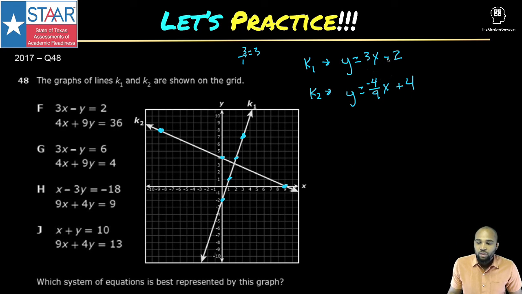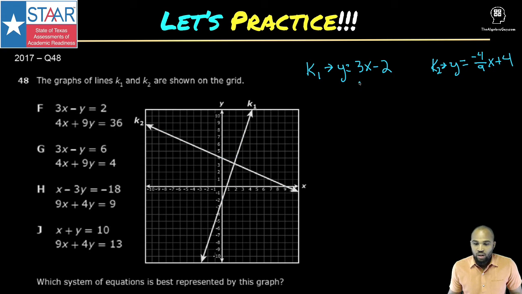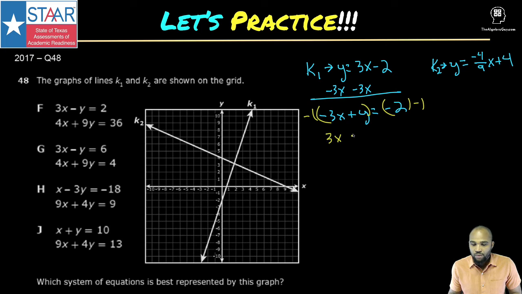Now I want to put these in standard form. So putting this first one in standard form, I accidentally erased that, so let me just do it this way. I subtract 3x on both sides because I want to get this in standard form. -3x plus y equals -2. I'm going to multiply by -1 on both sides. So that changes this -3x to a positive 3x, -1 times y is a -y, and -2 times -1 is 2. So just from this part here, I have one of the equations.